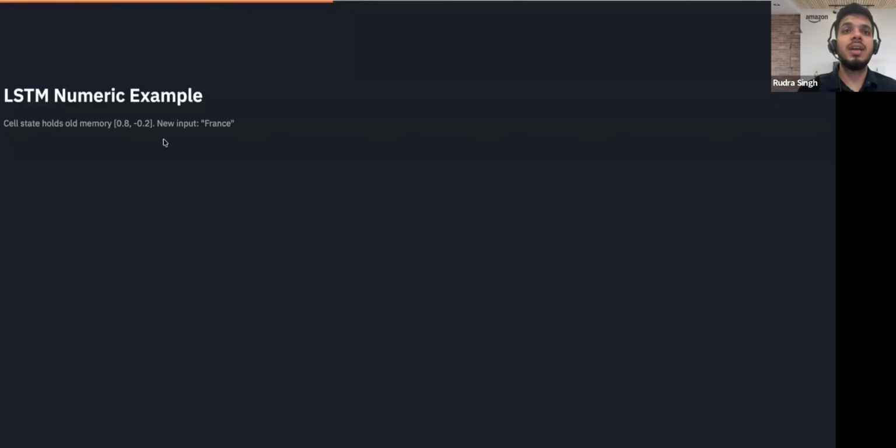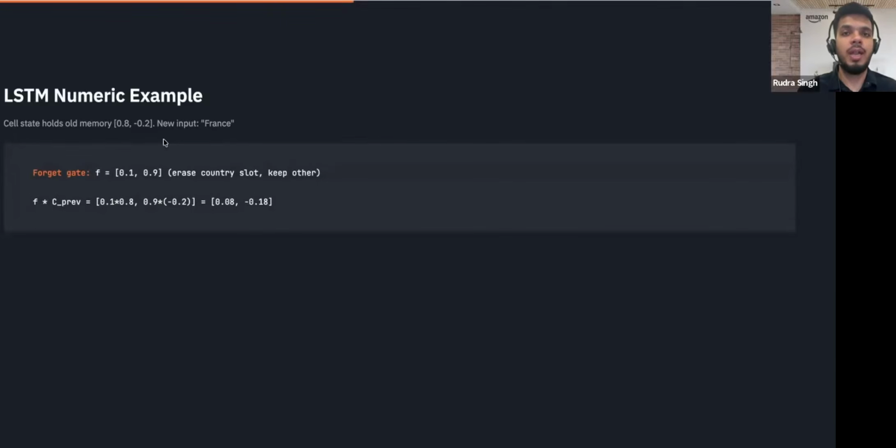Now let's make this concrete with some actual numbers. Let's say the cell state currently holds 0.8 and minus 0.2, and we have a new input, France. And the cell state, you can think of it as the model having remembered Italy from some earlier context in the sequence. The forget gate fires with values 0.1 and 0.9. The first dimension, the country slot, gets multiplied by 0.1. So it drops from 0.8 down to 0.08, erasing 90% of Italy. The second dimension gets multiplied by 0.9, so it mostly stays the same. After forgetting, we have 0.08 and minus 0.18.